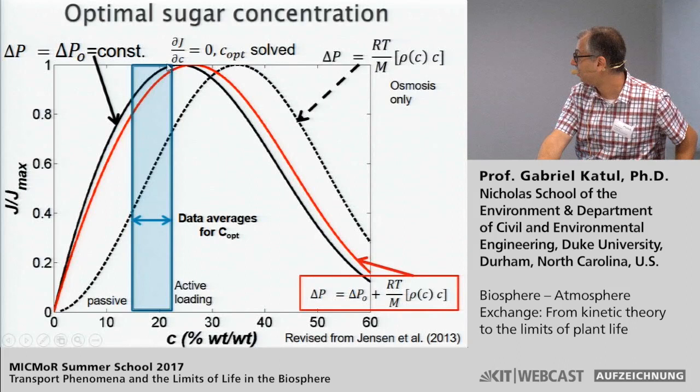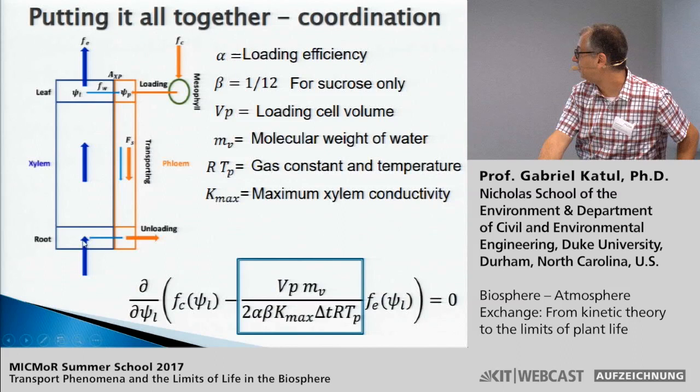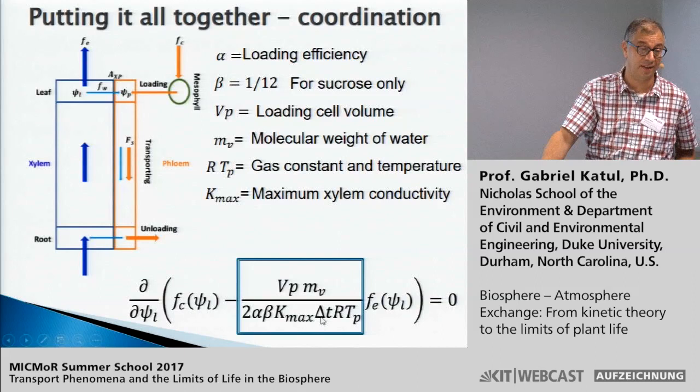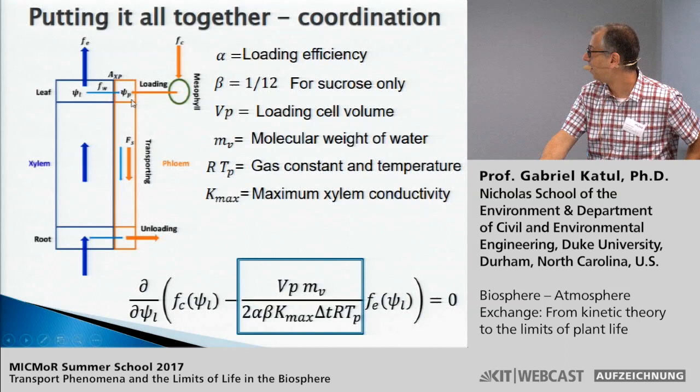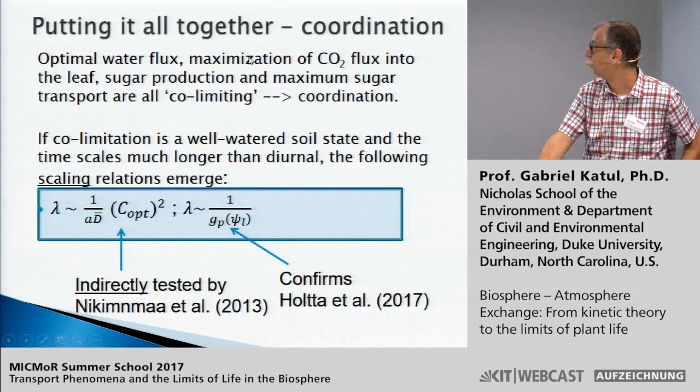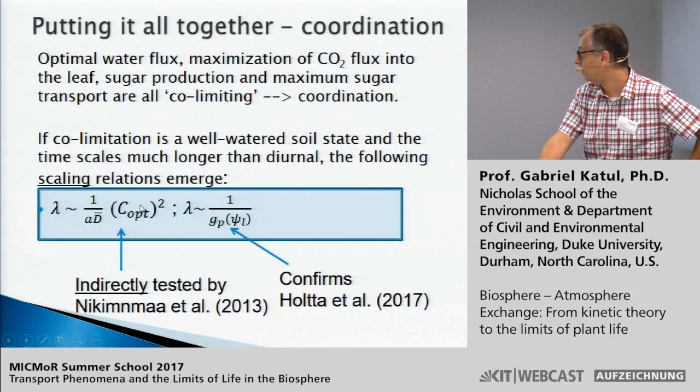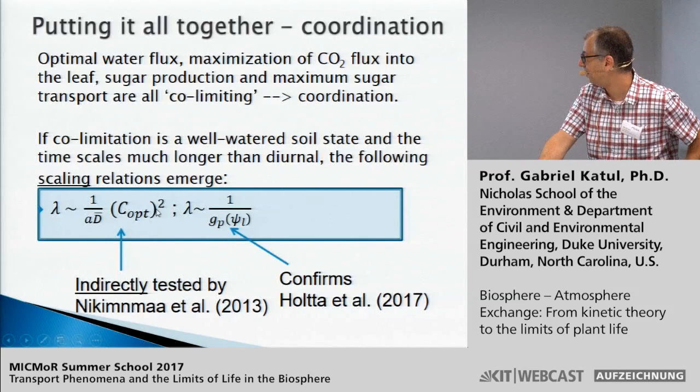You could actually rederive the marginal water use efficiency of the Cowan-Farquhar equation as a function of all the loading phloem properties and the maximum hydraulic conductivity in the xylem. So this is actually strictly based on a water balance, based on demand, supply, and transport. I'm not going to go through this whole derivation, but basically now you could show that you could link the two. And other things pop up: this marginal water use efficiency might actually scale with the square of the optimum sugar concentration. And you could predict analytically that the marginal water use efficiency has to drop with the conductance that varies with leaf pressure. Both of those have some support in the literature.